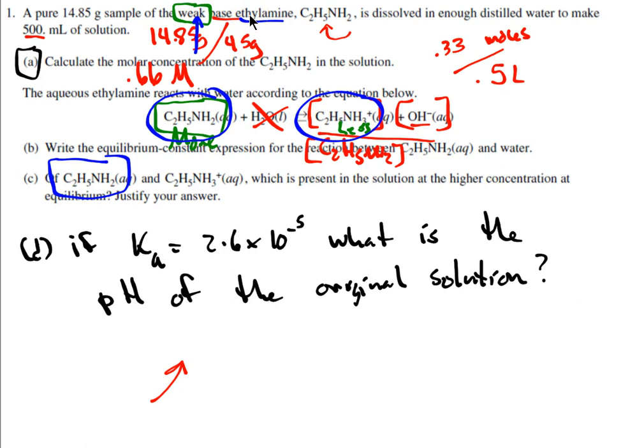Now there's math to that, but we don't need to do the math. It didn't even give us enough information to do math. But if it says it's weak, then we know most of it does not dissociate.